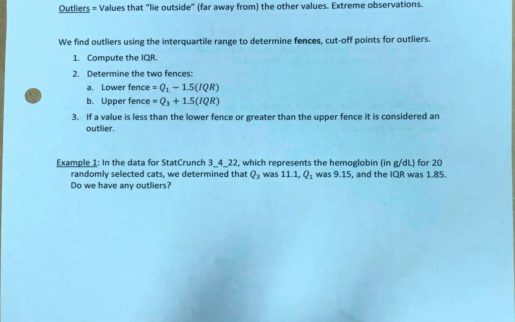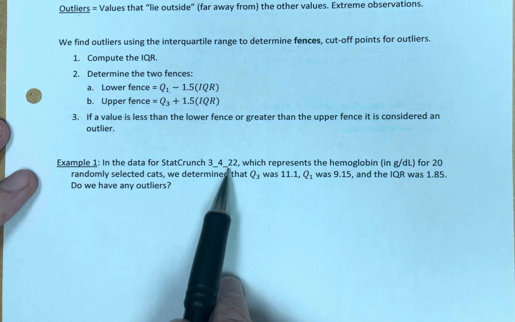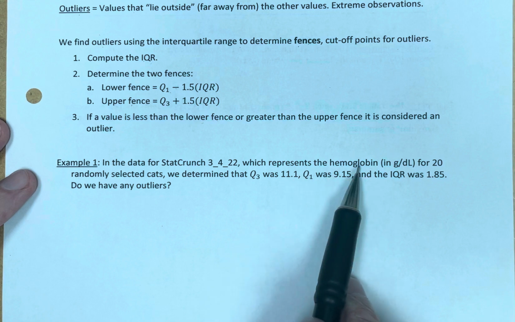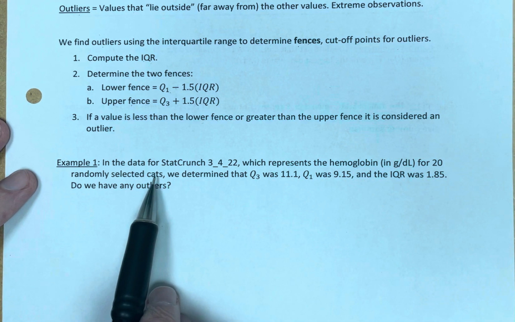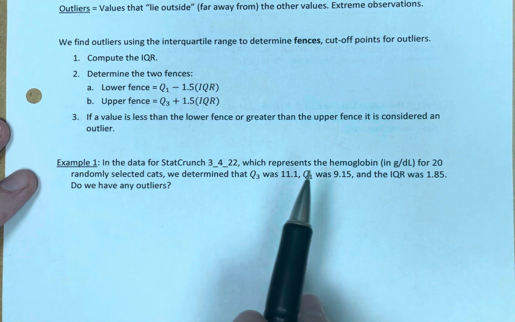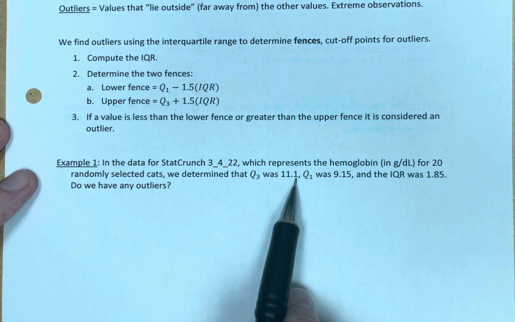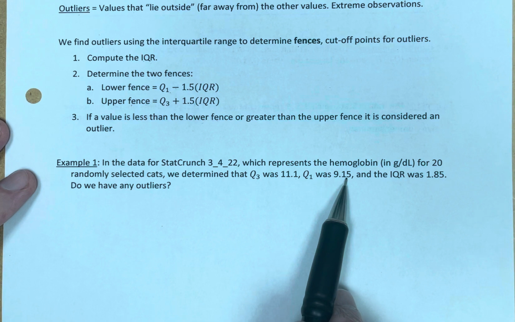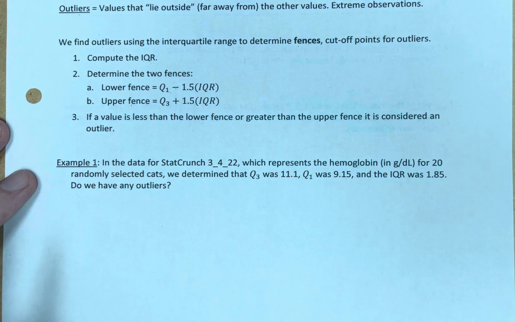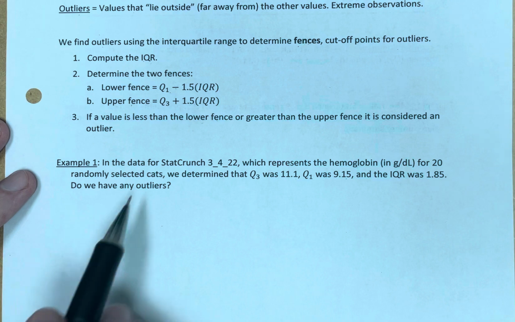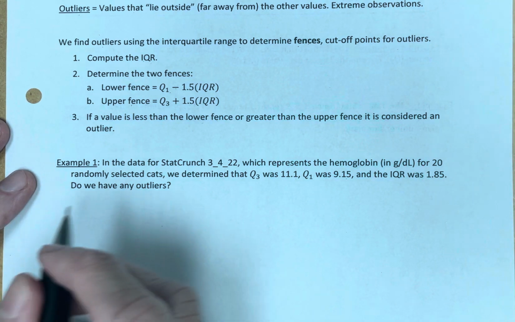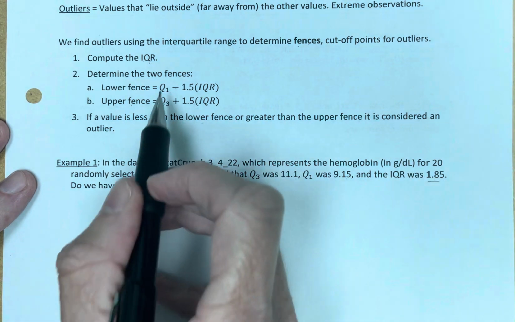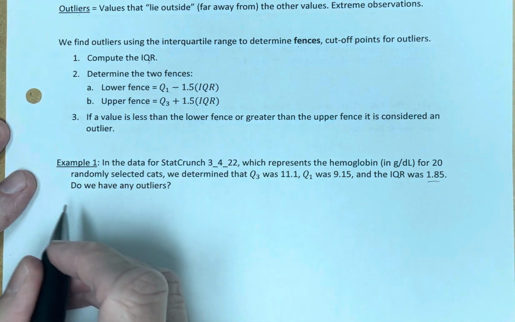Let's take a look at an example of how to do this. In the data for StatCrunch 3.4.22, again, we've done this example a couple of times, the hemoglobin for 20 randomly selected cats. We determined that quartile 3 was 11.1, quartile 1 was 9.15, and the IQR was 1.85 when we did the math. Do we have any outliers? Well, we've already computed the IQR. So now let's determine where we're going to put our fences.